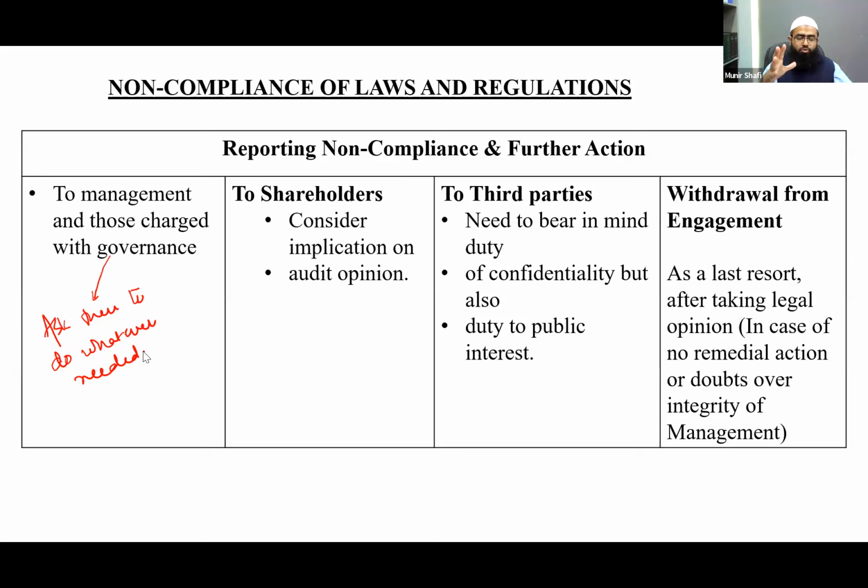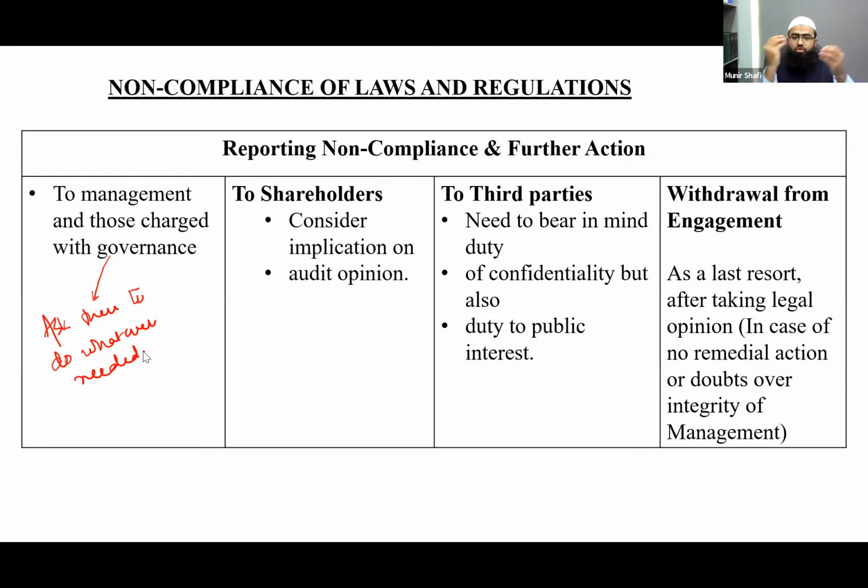Adjust, disclose, whatever you recommend they should do. To shareholders, in the next step, if they don't do it, if they don't adjust it, okay, tell management, and if management is not doing it, tell those charged with governance, the audit committee. Even if this problem is not solved, then you have no other option but to tell the shareholders in the audit report. Consider the implication on the audit opinion. Modify it. It could be a qualified opinion. We will see when we go to the opinion section later in the course.